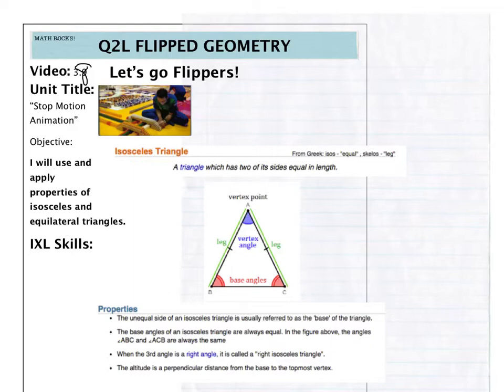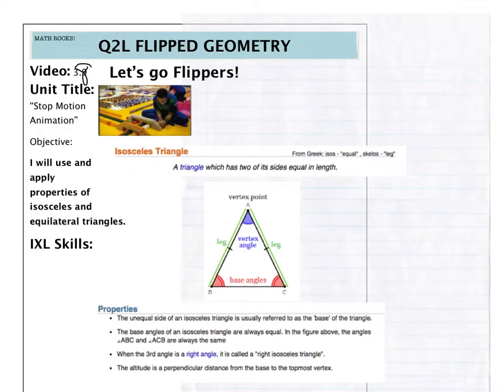Our unit is stop motion animation, and our objective is I will use and apply properties of isosceles and equilateral triangles. So, we need to go over isosceles and equilateral triangles, which you might remember from middle school, but now we're going to get a little more complicated.